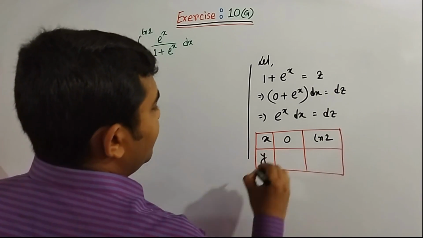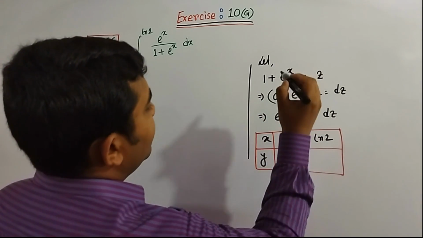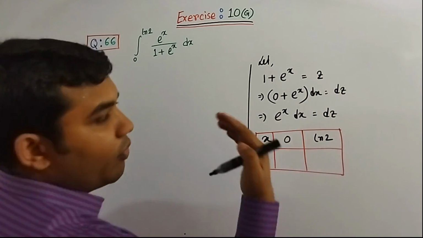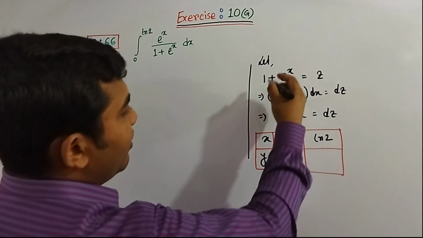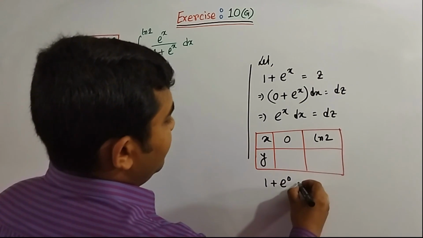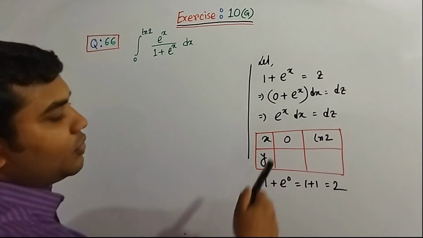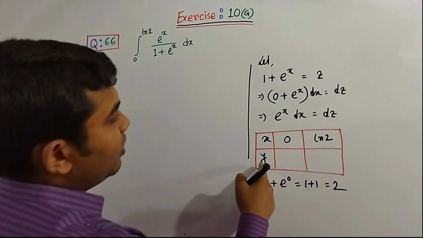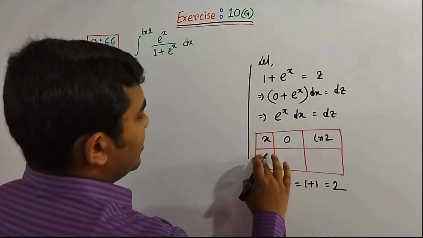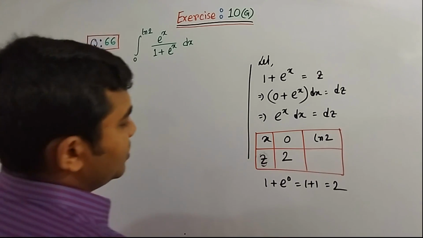And what about z? Here if we put the value of x as 0, then we will get 1 plus e to the power 0, and we know e to the power 0 is 1. So 1 plus e to the power 0 should be 1 plus 1, it should be 2. So the value of z should be 2.